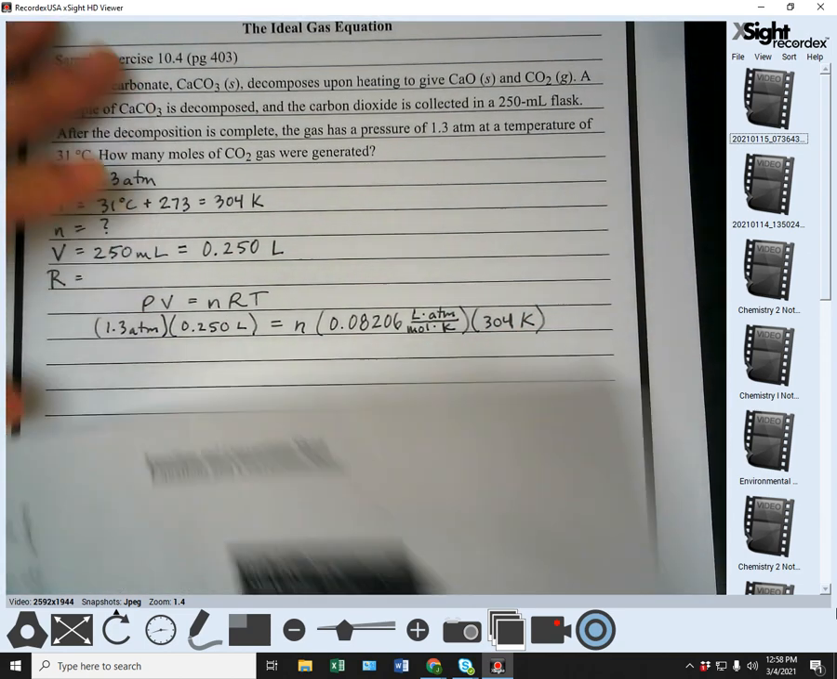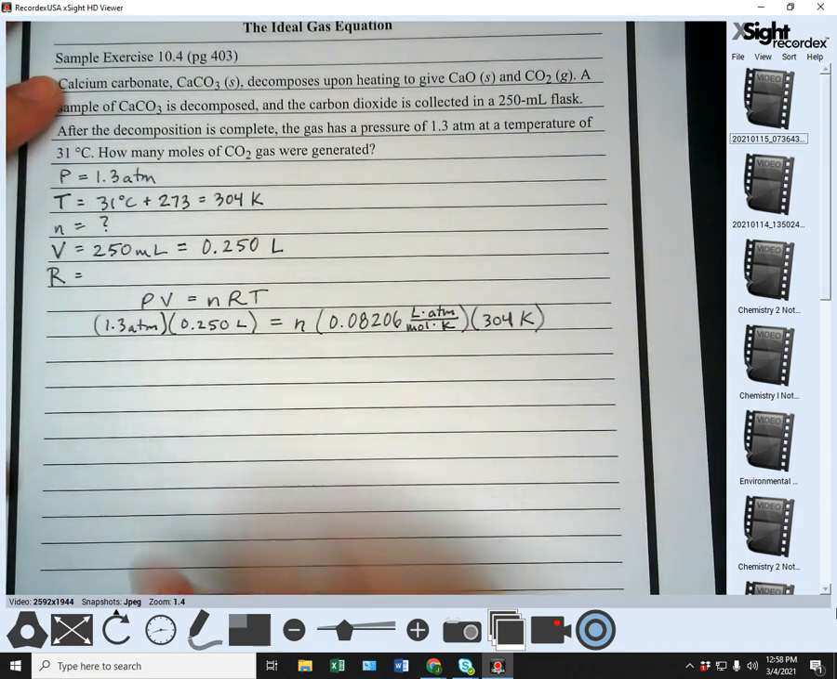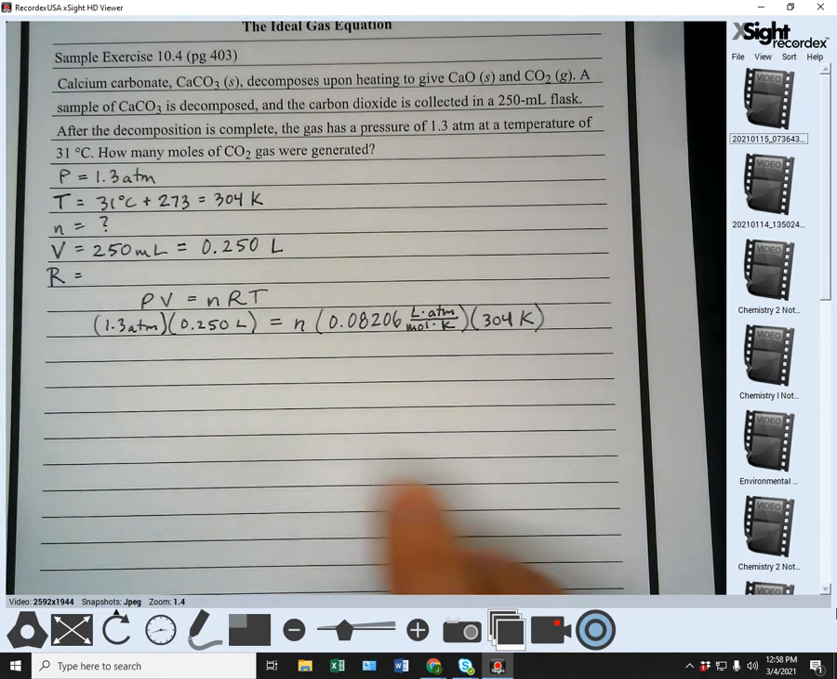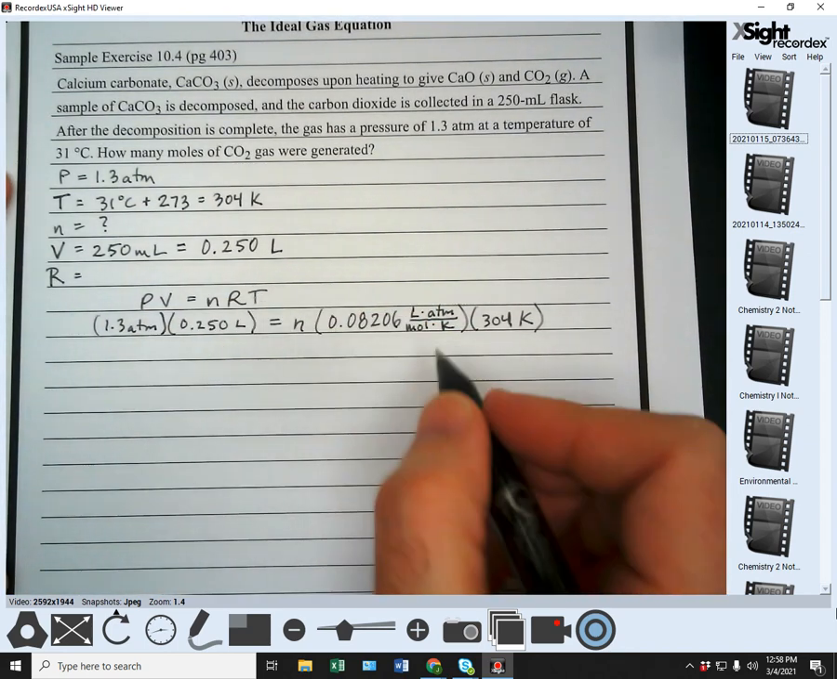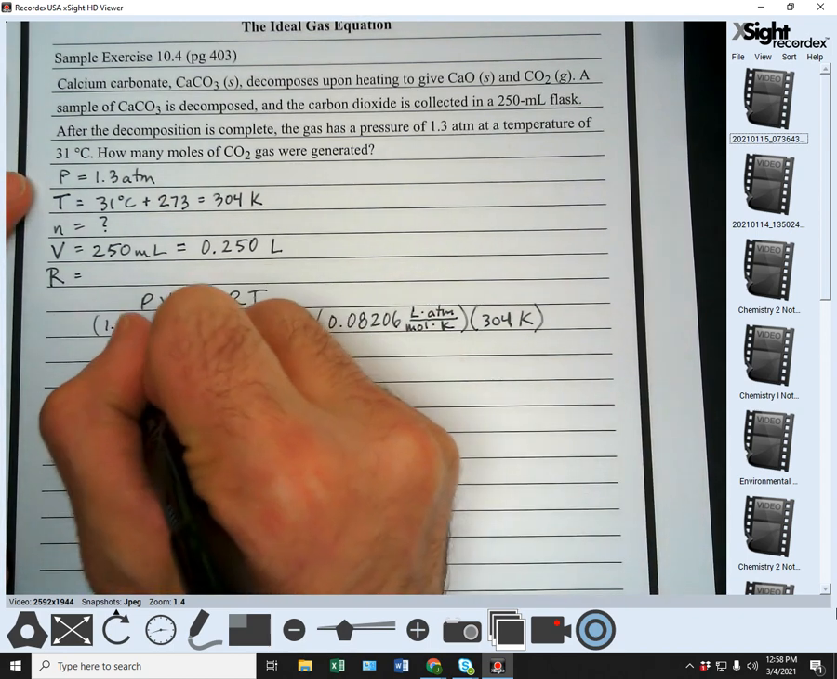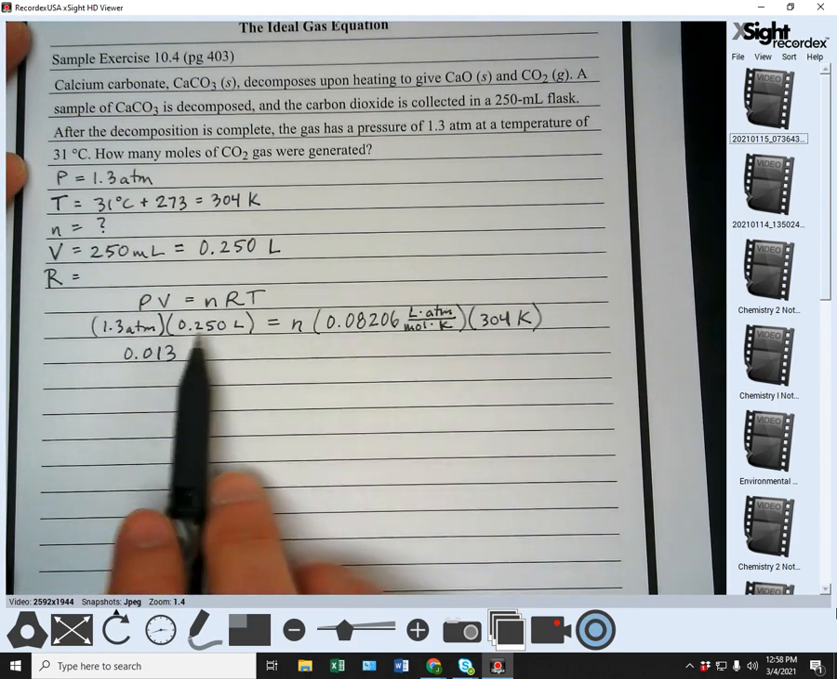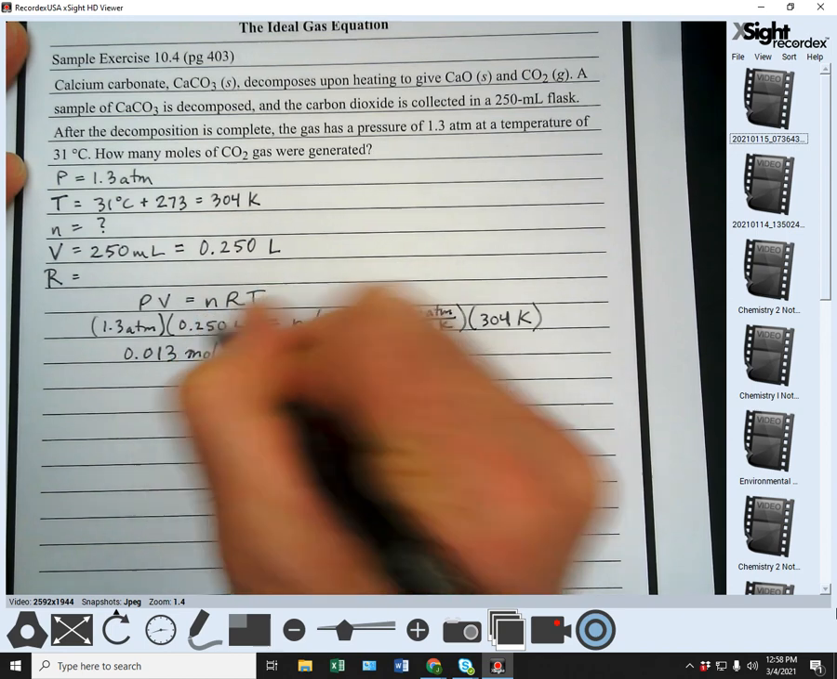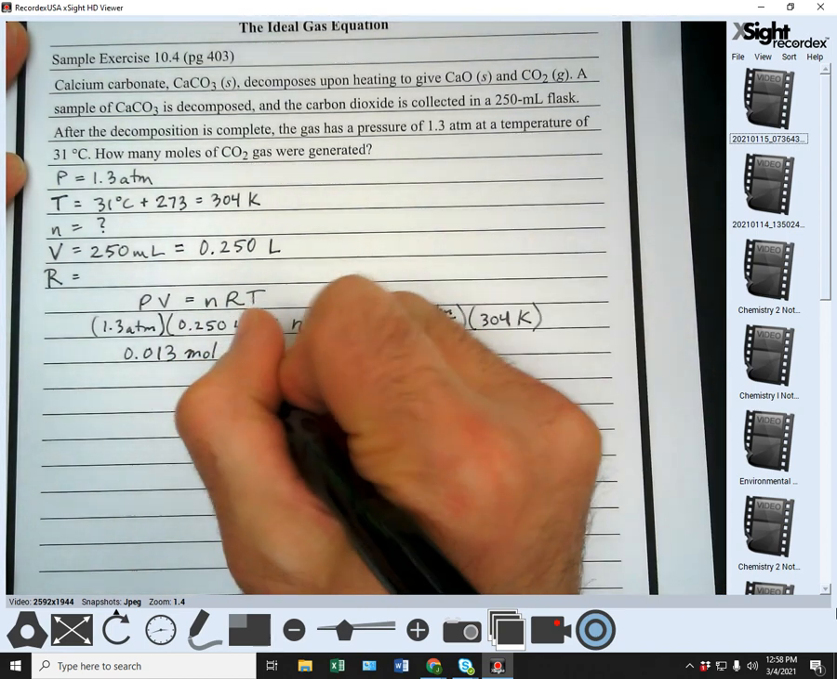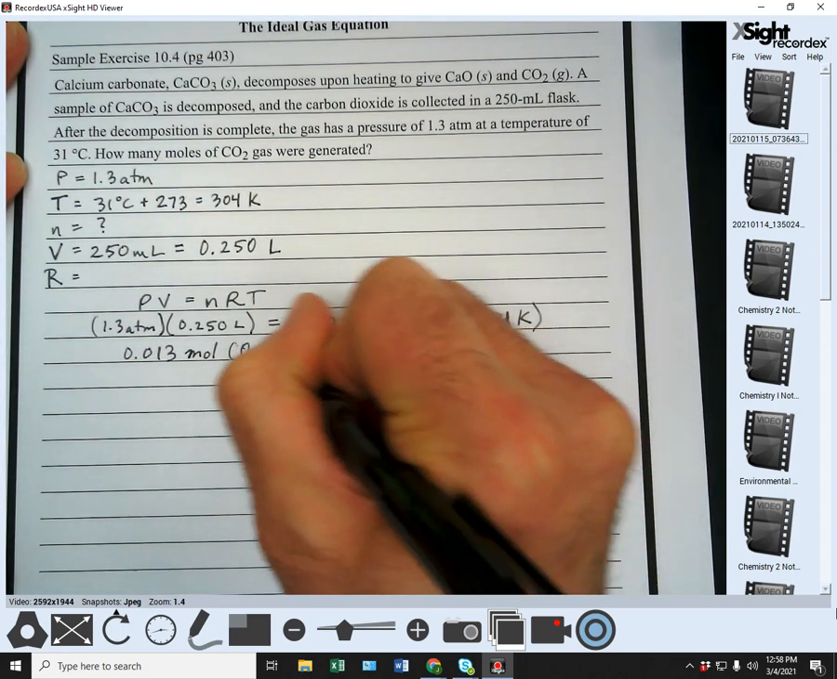Now at this point, it's just an algebra problem, getting the missing variable alone and solving for it. So we just take this times this divided by that. And this gives us 0.013. And our label: atmospheres cancel, liters cancel, Ks cancel, we're left with moles. So 0.013 moles of CO2 is our answer.